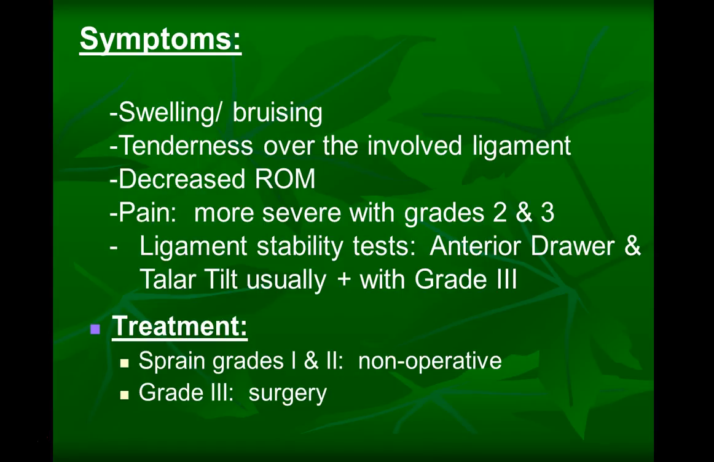When we get to lab, we'll do some special tests, the anterior drawer test. You heard that term before when we talked about the knee, but there's an anterior drawer test for the ankle, the Talar tilt test, and usually those tests are going to be positive if you have a grade 3. Grades 1 and 2 of sprain are usually managed non-operatively, very conservative management, physical therapy. Grade 3 is typically going to be your surgical candidates, especially depending on how much laxity there is in the ankle.